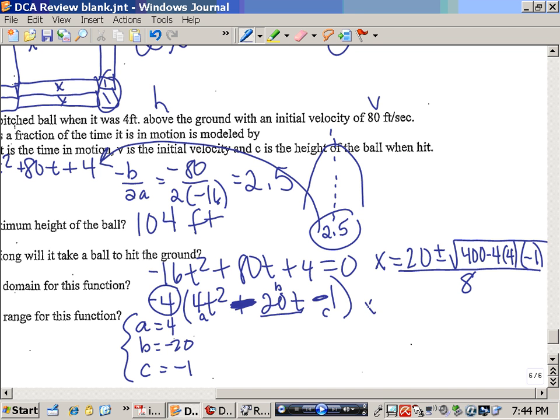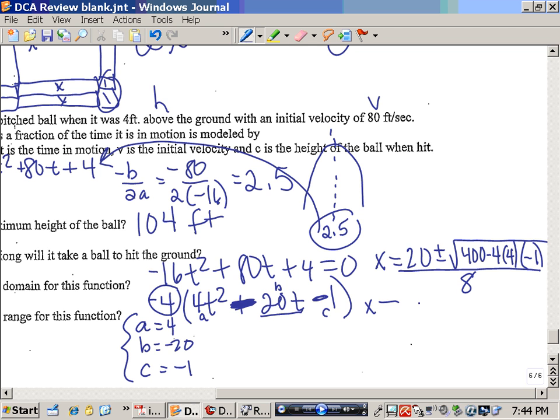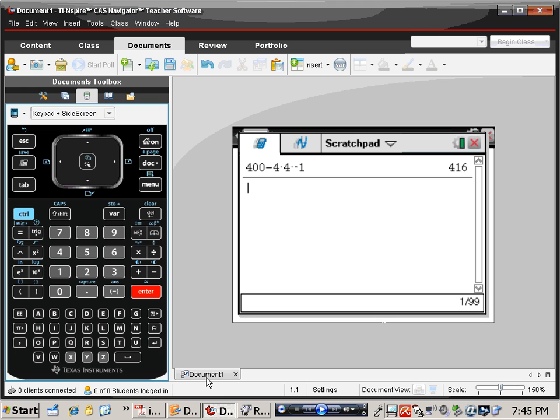Okay, now I need to do the discriminant. So I'm going to go to my calculator here, and I need to do b squared, which is 400, minus 4 times a, which is 4, times c, which is negative 1, and that gives me 416. So I'll go back to my paper here, and that's equals 20 plus or minus the square root of 416 over 8. Now I'm going to see if 416 is a perfect square, because I can't remember.